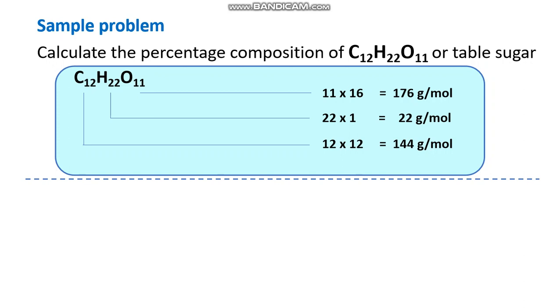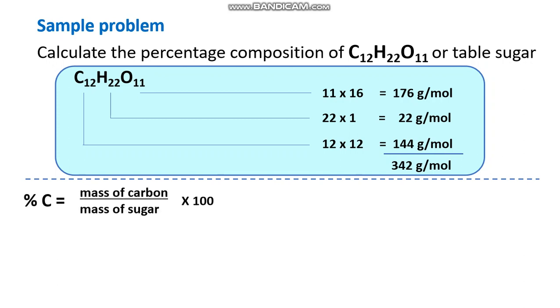For step 2, all you need to do is to add. You now have the total molar mass of the compound. We are now ready for step 3, identifying the percent composition. So this is our formula. Let us substitute our values. That would give you 42.1%.